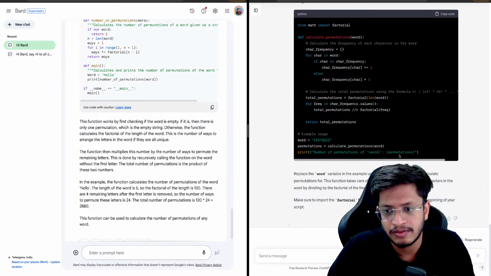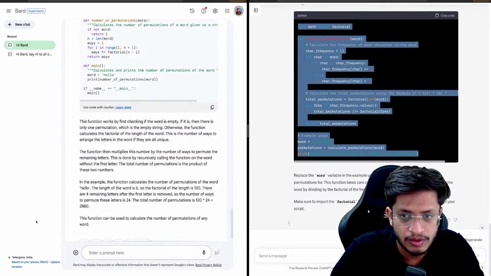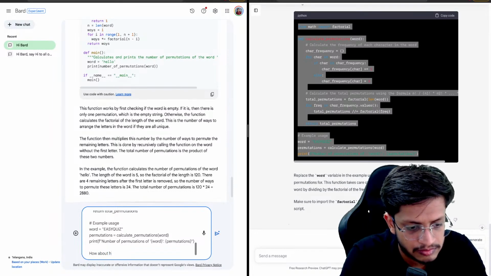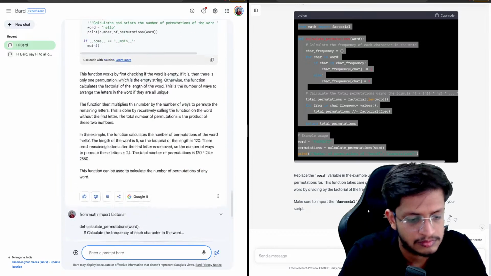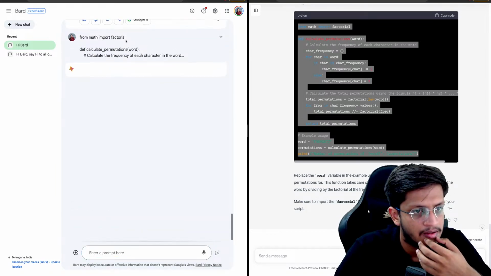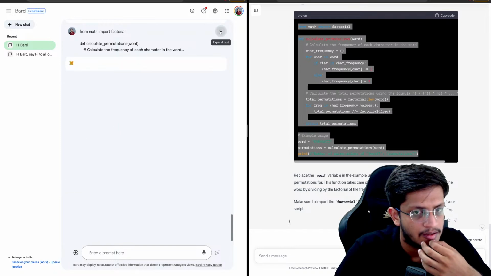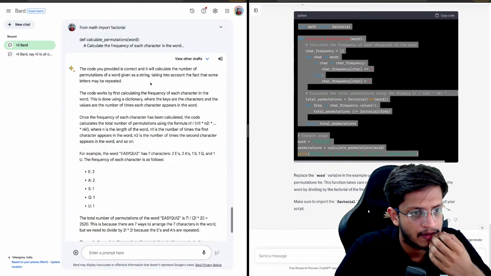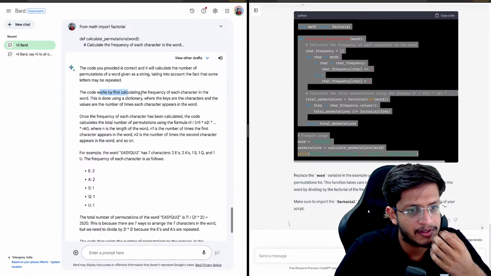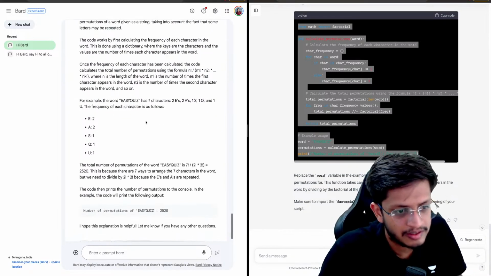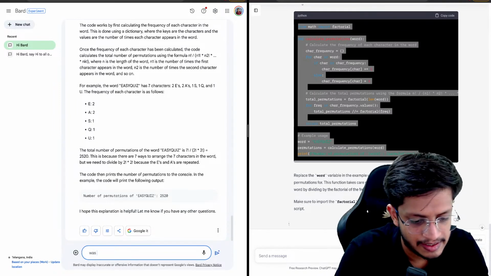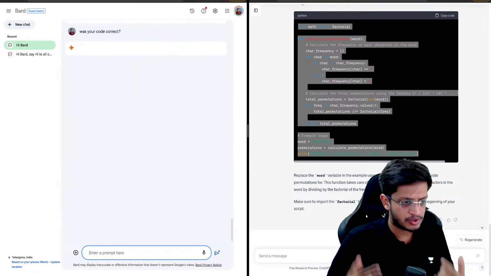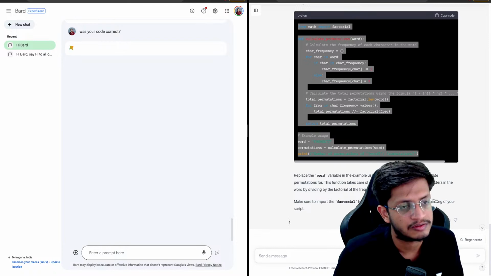Okay. So now let me give this code to Bard and ask, how about this code? The code works by first calculating. Okay. So now it is saying it is correct. So I'll just ask, was your code correct? Because it was doing n factorial, and even the n factorial process was wrong.